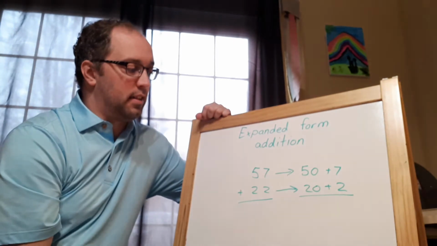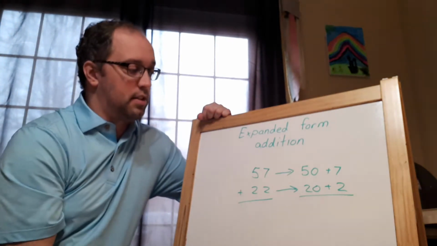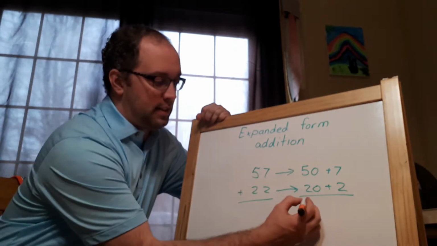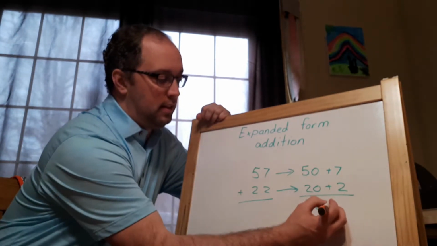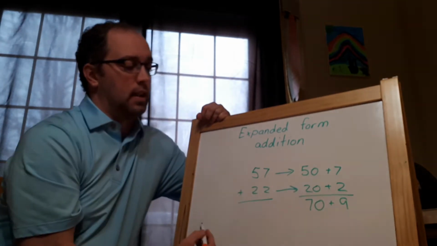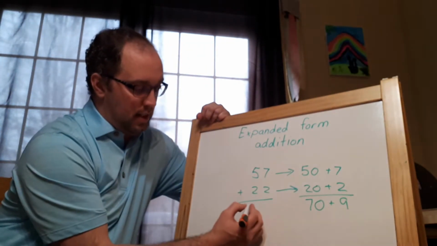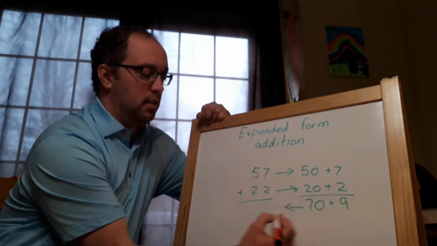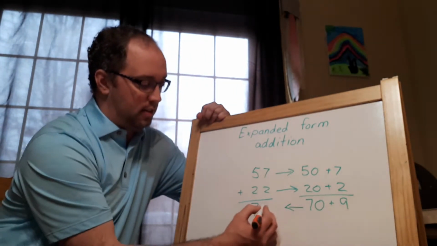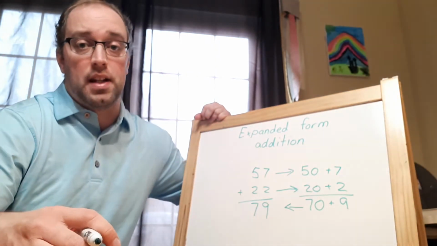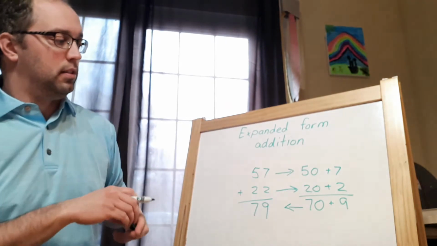So like I said, it's a lot like front-end addition where I can start here. So 50 plus 20, that is 70. And then 7 plus 2 is 9. When I add those together, I get 79. And now I have to bring that back over here to the answer, 79. And that's how you do expanded form addition without regrouping.